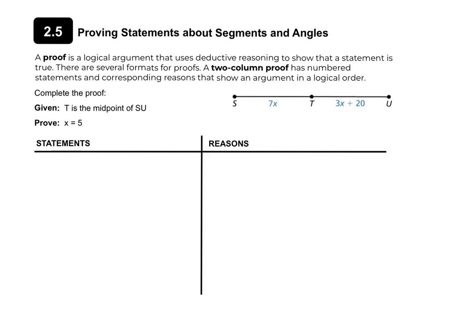So a proof is simply a logical argument that describes what's taking place, and we do it in an organized fashion. So if somebody were to look at this, they could just follow the steps and have a better understanding of what's taking place.